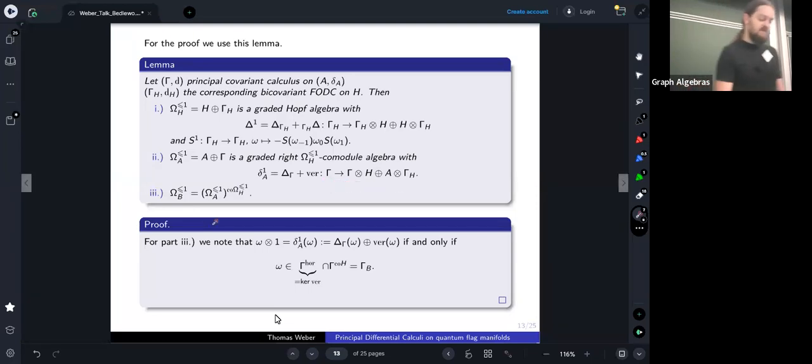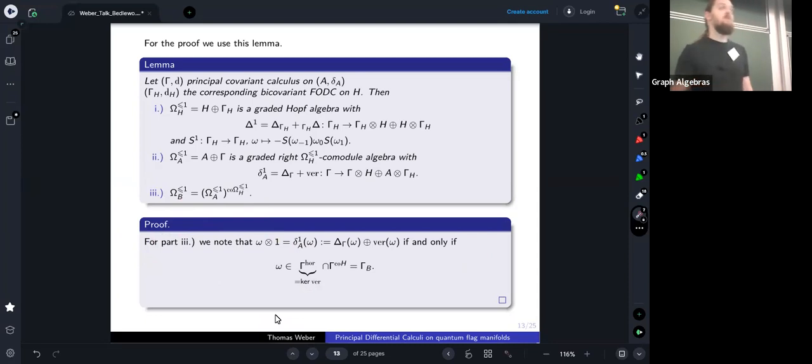Anyway, then you can show that omega smaller equal 1 on B is really the space of invariants under this graded coaction. And the proof is written here. It's not very difficult. So this lemma you are using to prove one of these main theorems.